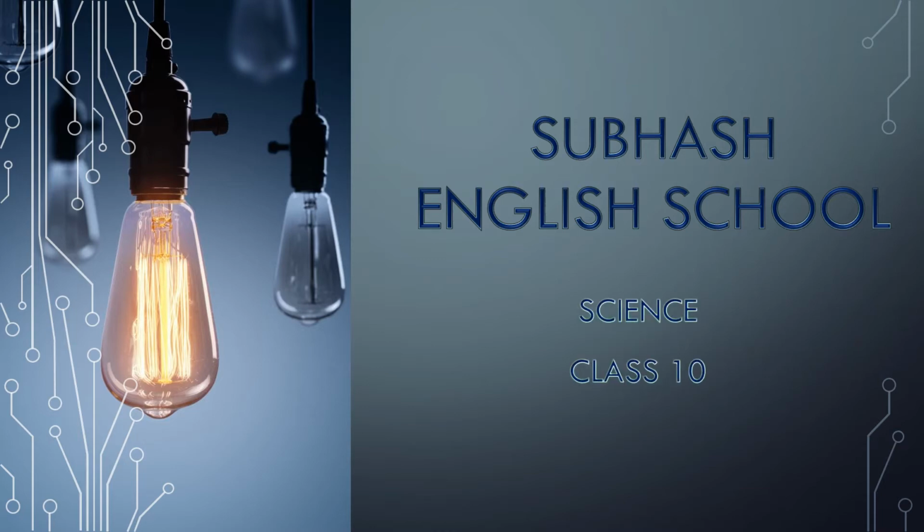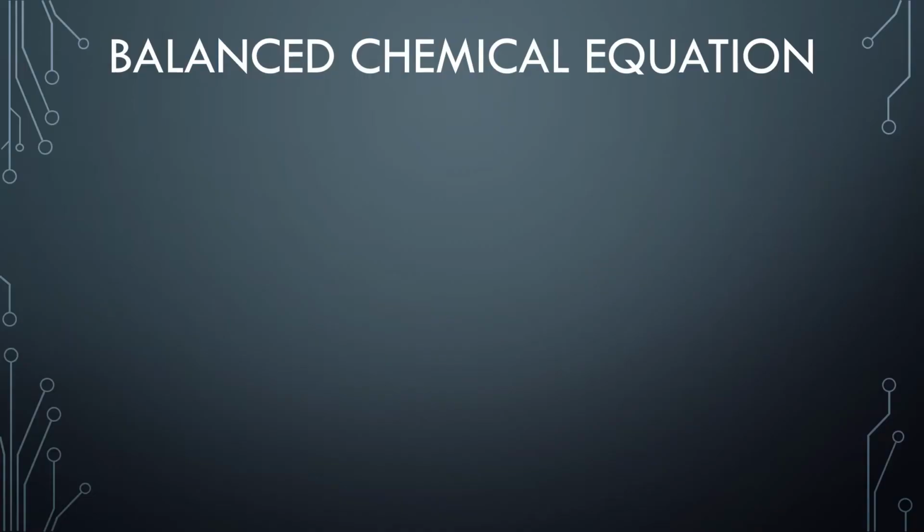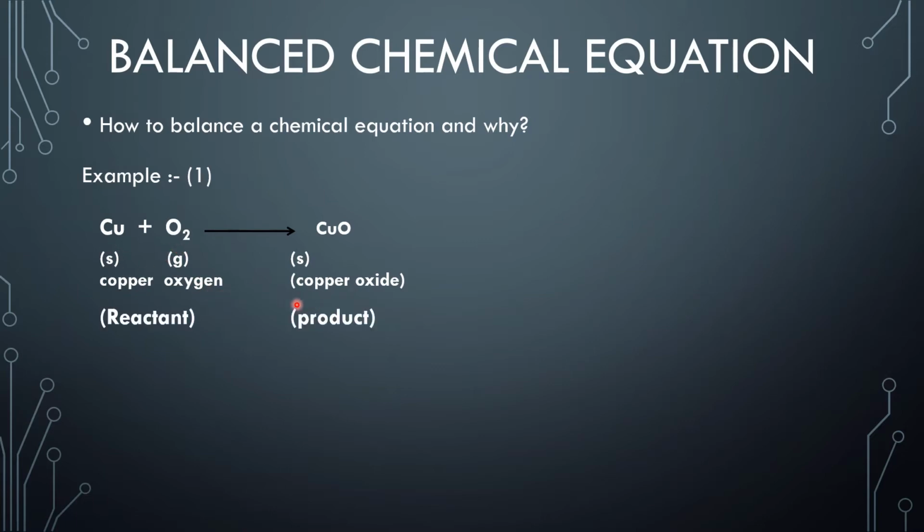Today we will study Chapter 1, Chemical Reactions and Chemical Equations, of class 10th: balanced chemical equation. Now we will discuss how to balance a chemical equation and why. For this we take some examples. Example 1: in this example, copper reacts with oxygen to form copper oxide. In this reaction, copper and oxygen are reactants, whereas copper oxide is a product.